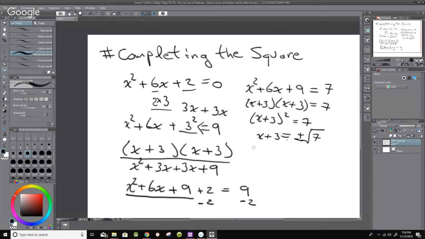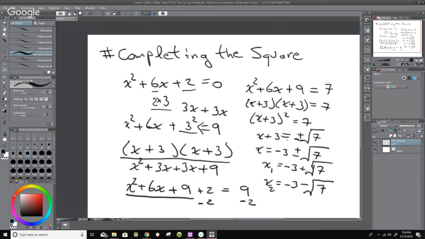And then if I move the 3 over, I end up with x equals -3 plus or minus square root of 7. And those are our two roots. x1 would be -3 plus square root of 7. That's our first root. And x2, the second root, would be -3 minus square root of 7. So we now have our two roots. And the way we did it was using what's referred to as completing the square.